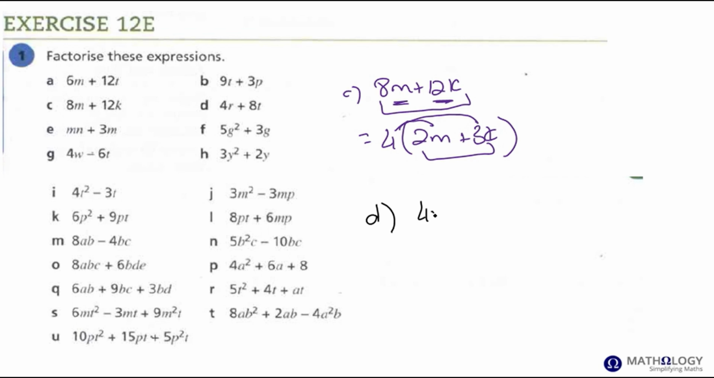For 4r plus 8t, the highest common factor between 4 and 8 is 4. 4 goes into 4 once and into 8 twice. 4r divided by 4 gives us r, and 8t divided by 4 gives us 2t. Again, we have two terms inside the brackets. The original expression contained two terms. 4 times r gives us 4r, and 4 times 2t gives us 8t.